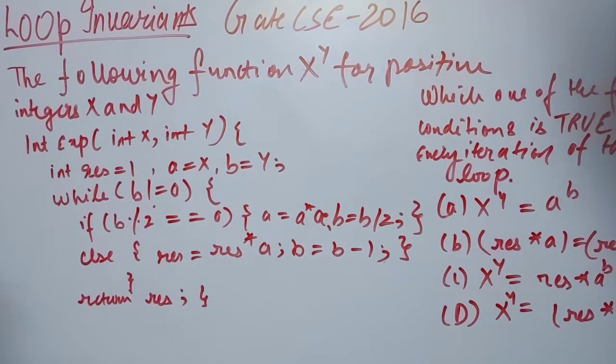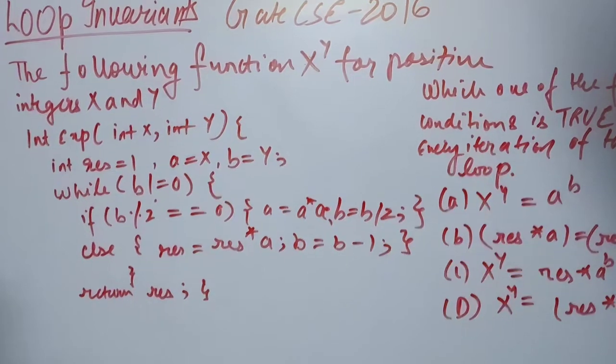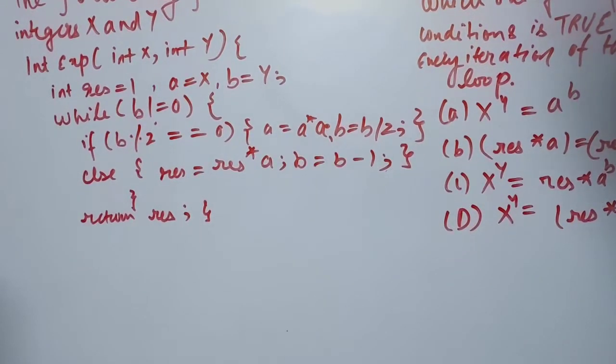The question is asking us which one of the following conditions is true before every iteration of the loop. Means they are asking us the condition which is always true before the iteration of every loop. Okay, so to solve this question, one faster approach is that we should use some examples.